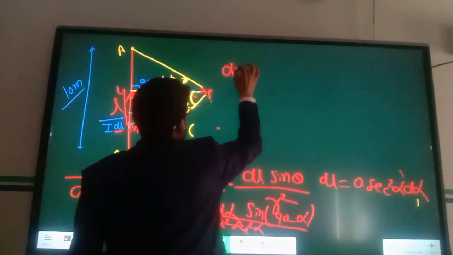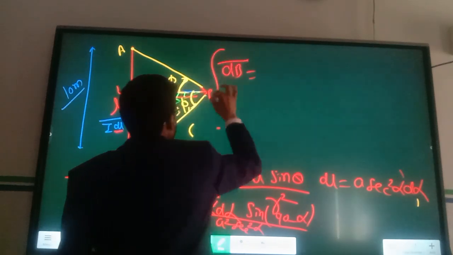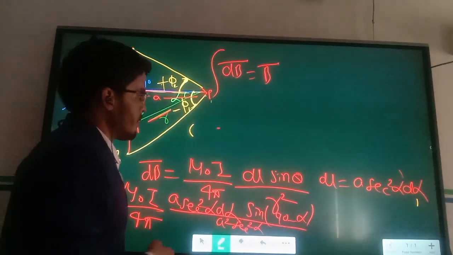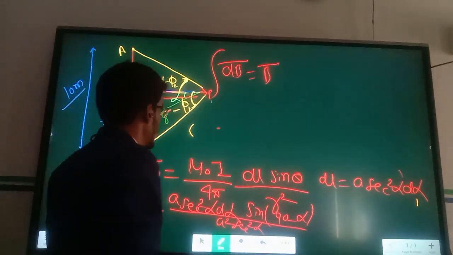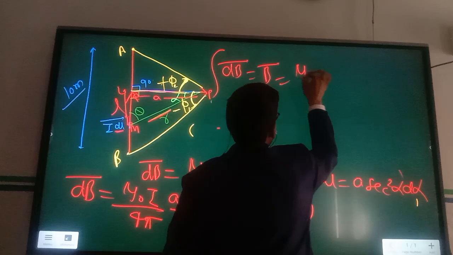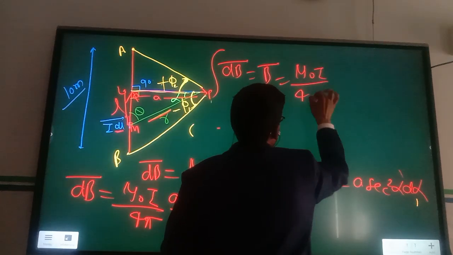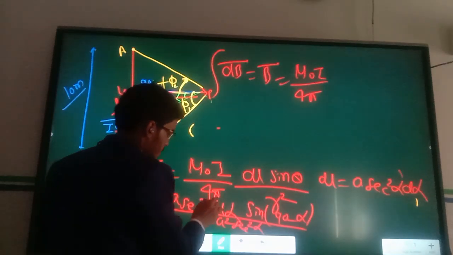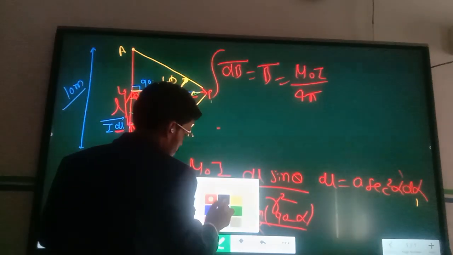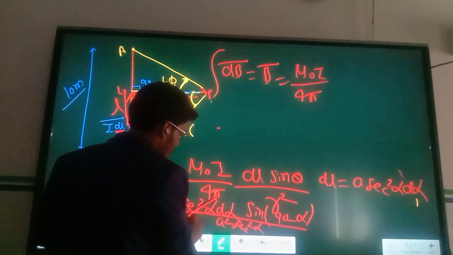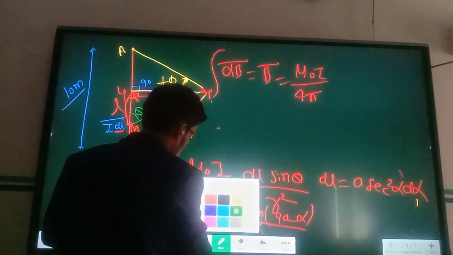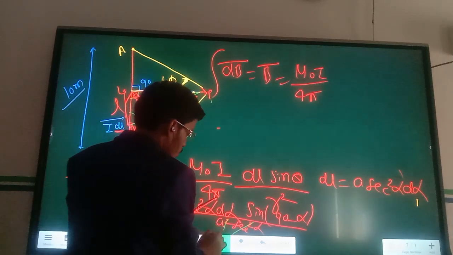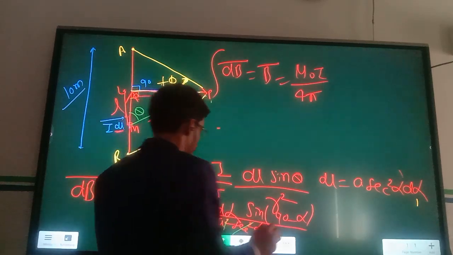Next, the magnetic field value B is the net magnetic field due to the given wire. So mu naught I upon 4 pi, and this is sec square alpha, this is sec square alpha and this is also sec square alpha. They cancel out. One a cancels out, so one a is remaining here.